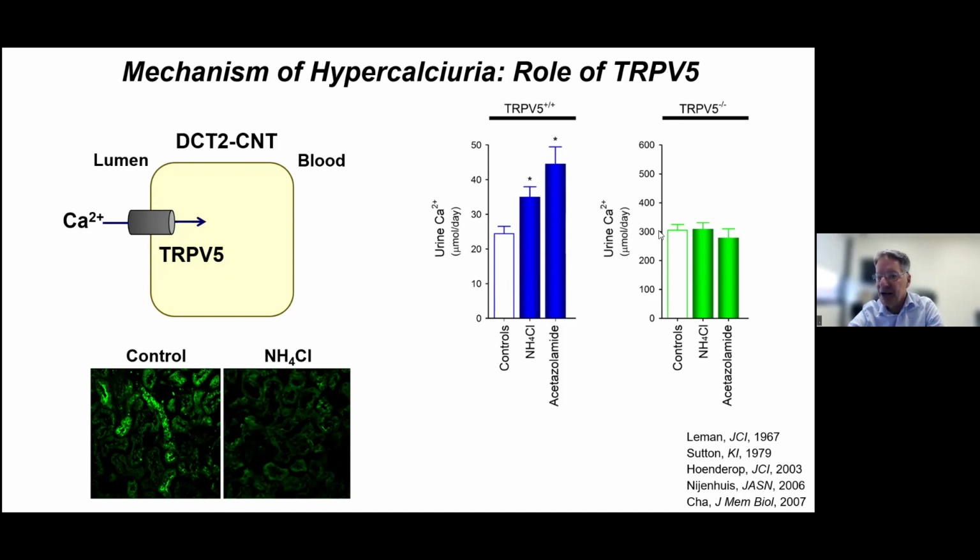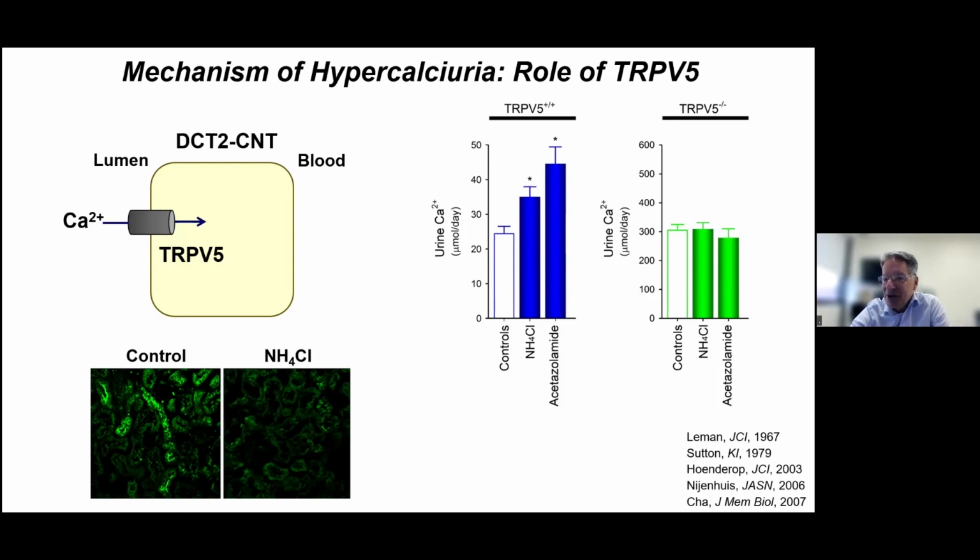There's tons of hypercalciuria here. So what this shows you also is the importance of this channel for absorbing calcium from the urine. Normal is 25 micromoles per day. This is 300. So you get hypercalciuria without this channel. But look, with ammonium chloride and acetazolamide, there's no response to that. You don't get any hypercalciuria from it, even though the ammonium chloride and the acetazolamide caused a metabolic acidosis.